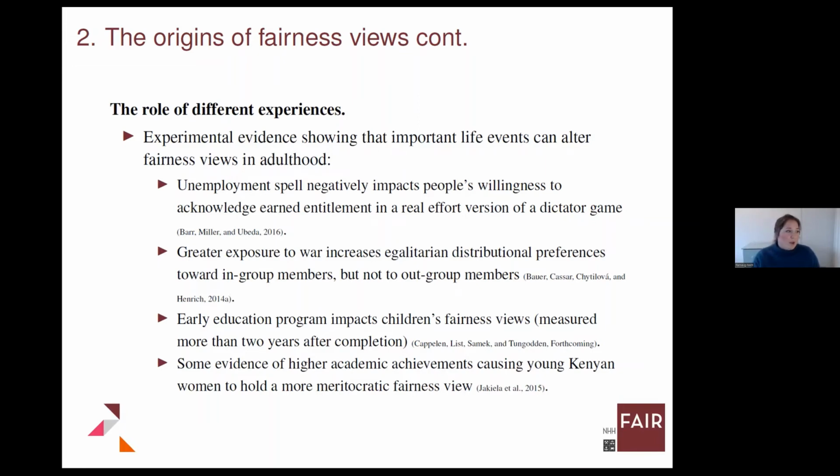So you have unemployment spells affecting, greater exposure to war, early education programs, you know, they seem to make kids more egalitarian, for instance, or higher academic achievements. So it seems that this is not something that's at least not malleable or cannot ever be changed. But these, of course, are important life events, I'd say.